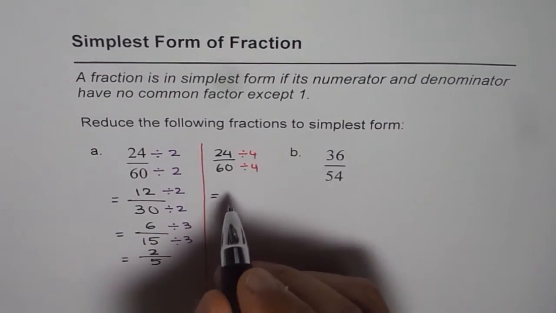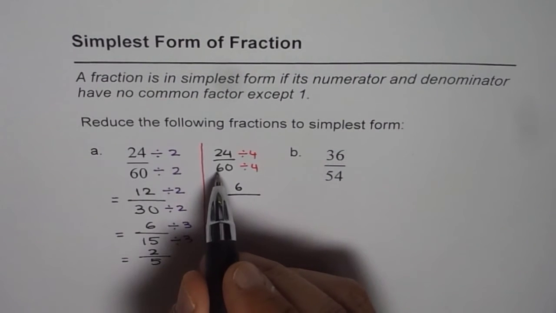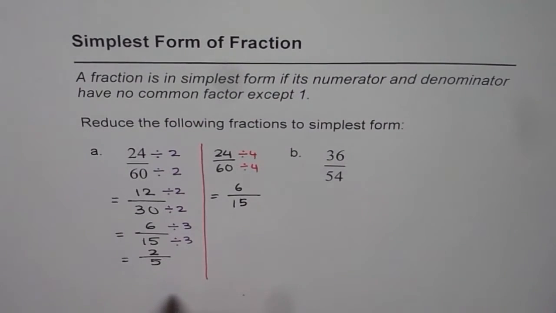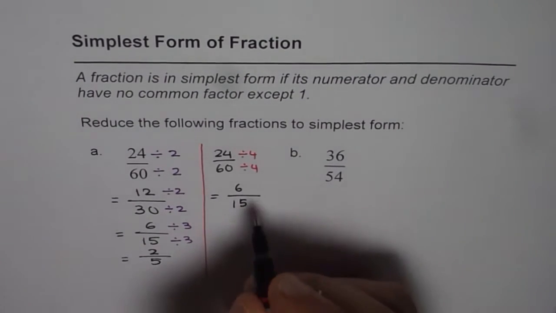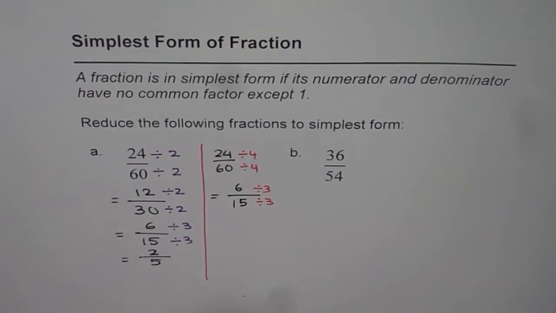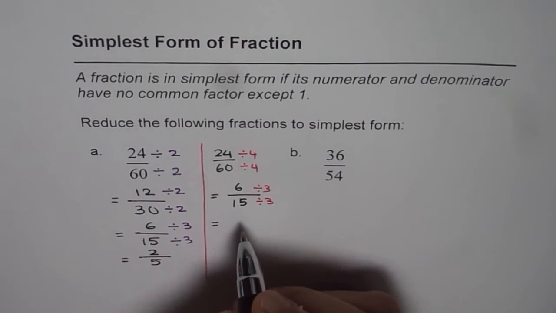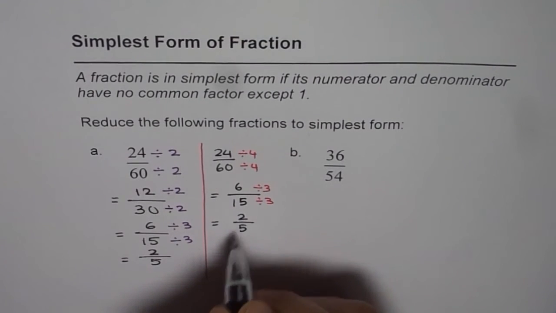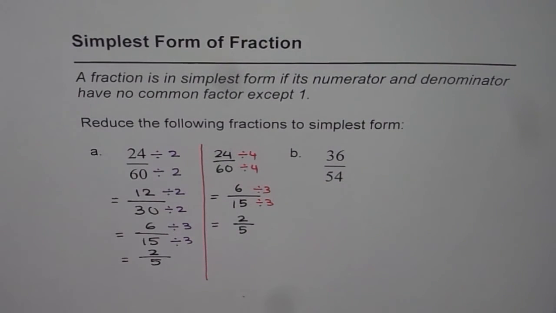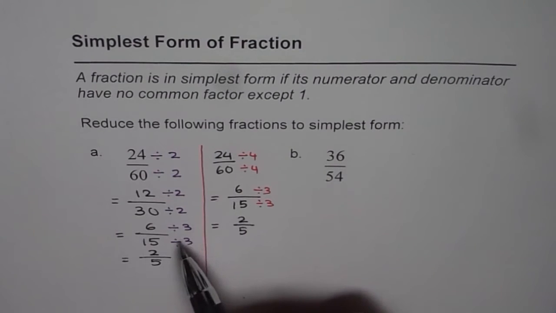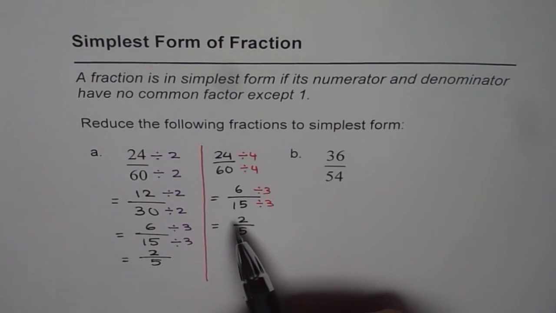24 divided by 4 is 6. And 60 divided by 4 is 15. And then we can divide both numerator and denominator by 3, and again get the simplest form of the fraction, which is 2 over 5, as we got in the previous case. Correct? So like this, there are different ways of doing it. There is no one particular preferred way of doing it, whichever is convenient, correct?